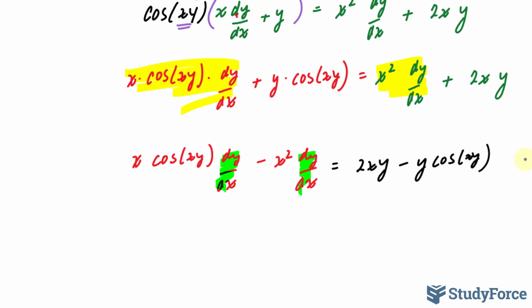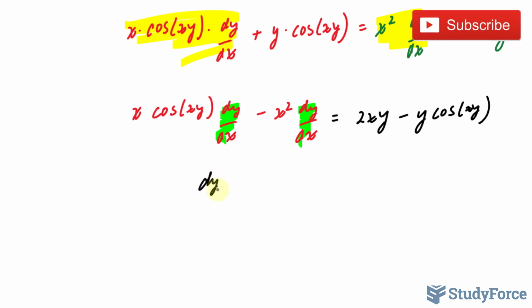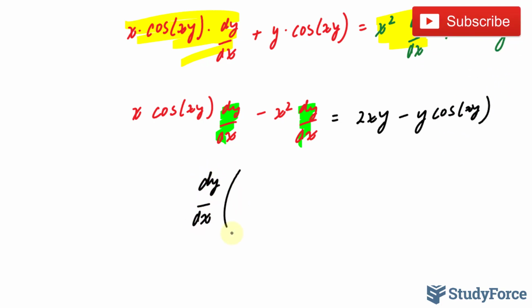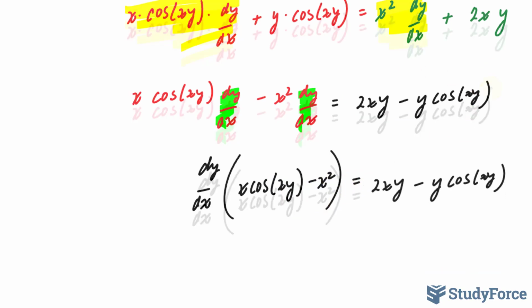Bringing that over makes this negative cosine xy. I can factor out the dy over dx on the left side, leaving me with these two terms within the brackets. The right side stays the way it is.